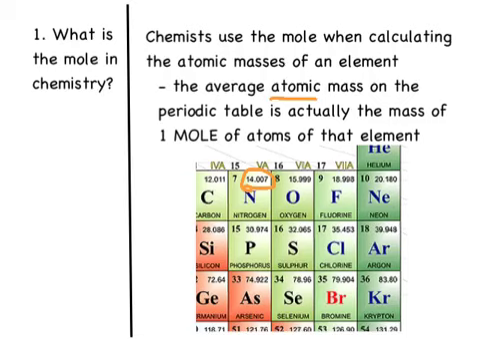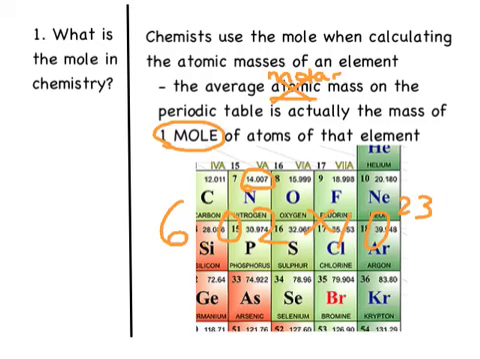So here's my confession. It's not the average atomic mass. It's actually the average molar mass, because that is the mass of 1 mole of atoms. Okay, so 6.02 times 10 to the 23rd nitrogen atoms weighs 14 grams. Not just one. Not one atom. So there's my confession. I'm sorry. Okay. All right, let's move on.